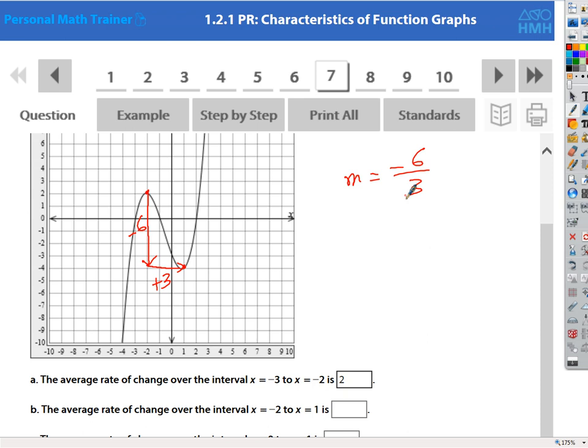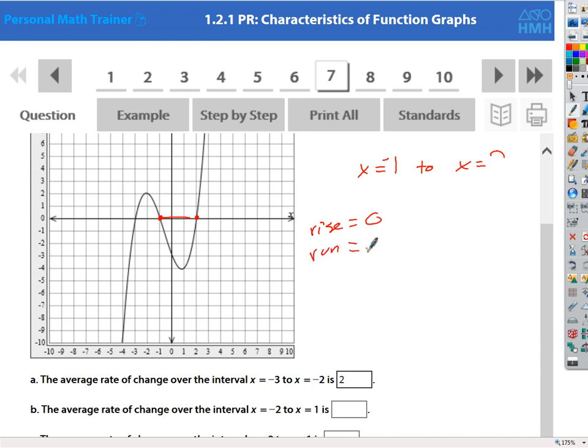Okay, let's do one more. What if we wanted to go from x equals -1 to x equals +2? So at -1, I'm right there. At +2, I'm right there. What's my rise? There isn't any, is there? So going from there to there, my rise equals 0.